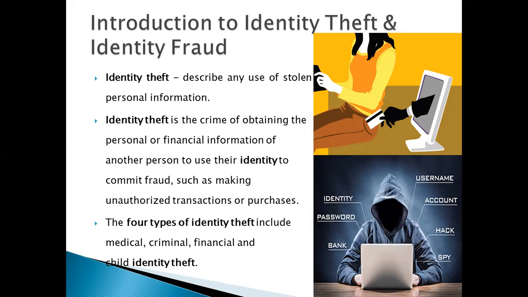So it is the crime of obtaining personal or financial information. Financial information means their bank passbook, their ATM card, passport, like that. That is called financial information of another person, used to commit fraud. Then there are four types of identity theft: medical, criminal, financial, and child. So stealing the personal and financial information of one person for doing some criminal activity is called identity theft.